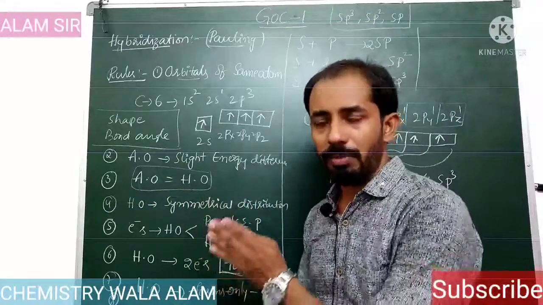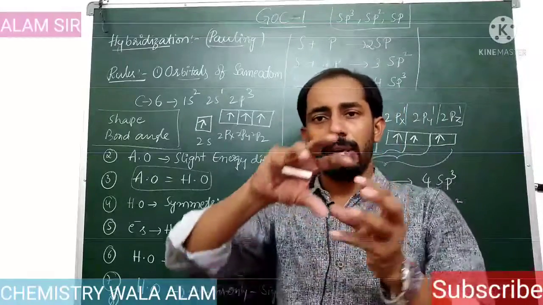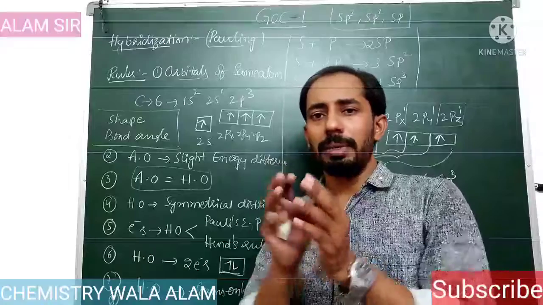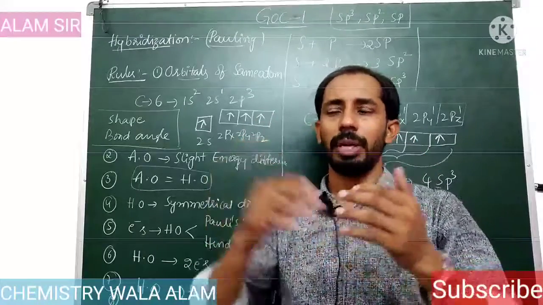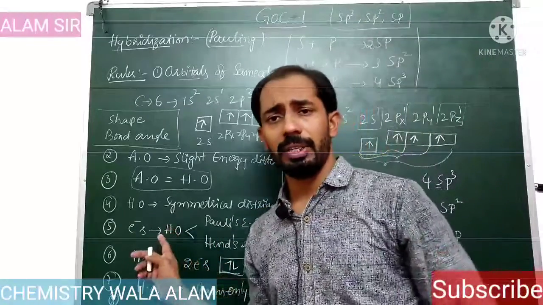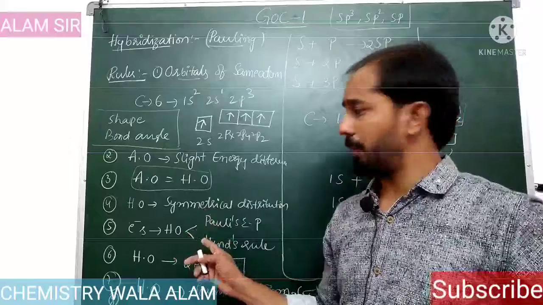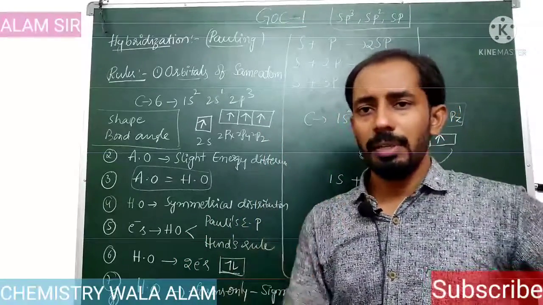These hybrid orbitals are formed due to hybridization. They are distributed around the central atom in a symmetrical distribution to minimize repulsions, so they can be as far apart as possible. Next, electrons filling the hybrid orbitals follow two rules: one is Pauli's exclusion principle, the second is Hund's rule.